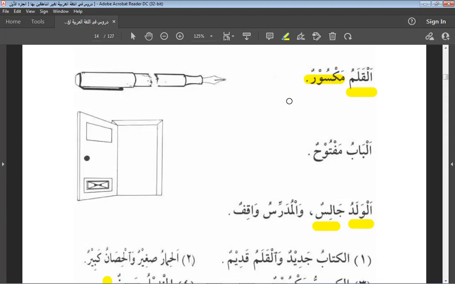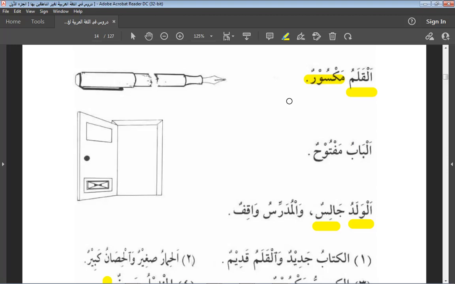The pen is definite, okay? The one that comes is indefinite. And then that's the predicate. In a mubtada and khabar case, or a subject and predicate case, how we give the meaning is this is that. So al-qalamu, the pen, maksurun, is broken. Al-babu, the door, maftuhun, is opened.